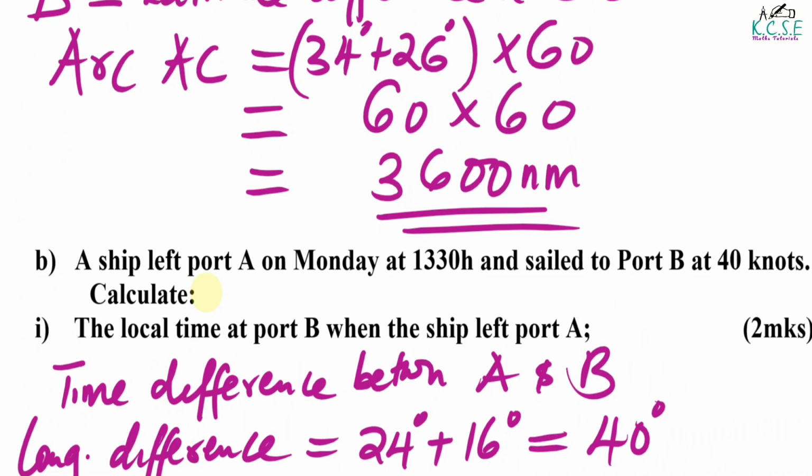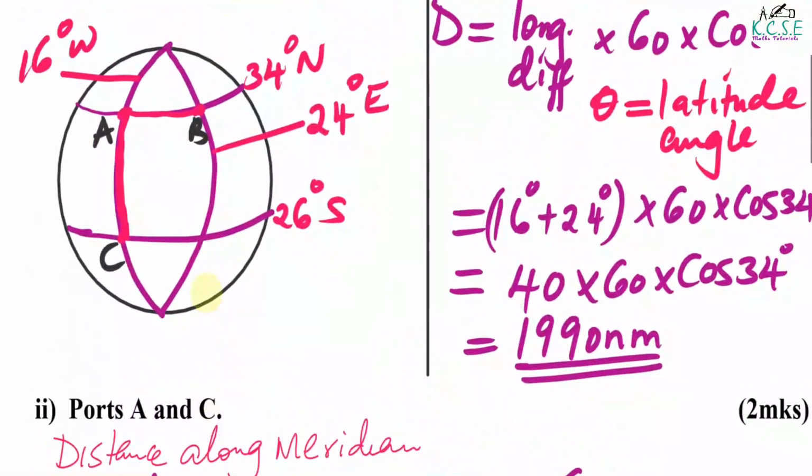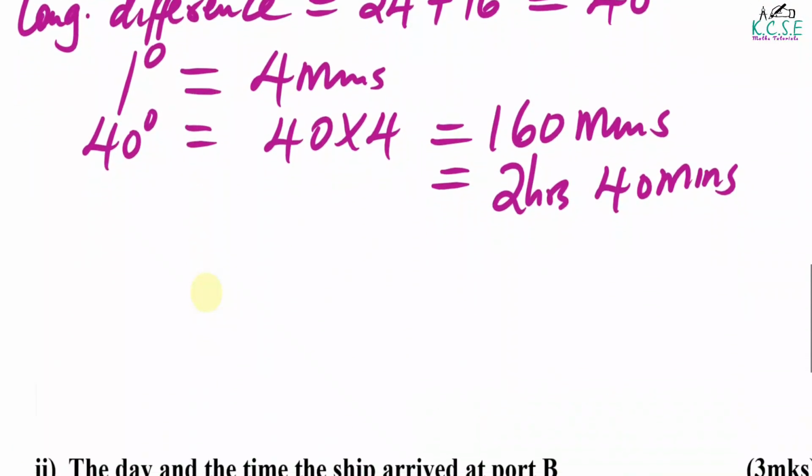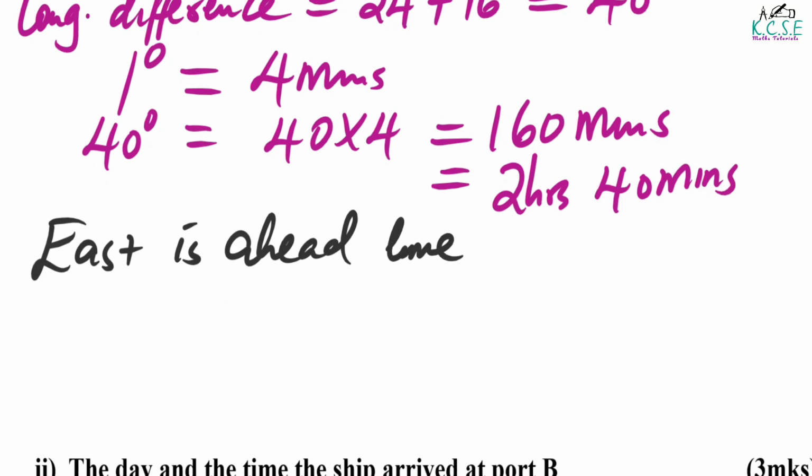So the ship left port A at 13:30 hours. What was the local time at that time at B? When you look at B, B is to the east, and east is always ahead of time. Note that places to the east are ahead of time. And therefore, this time it will be ahead of time by 2 hours 40 minutes.